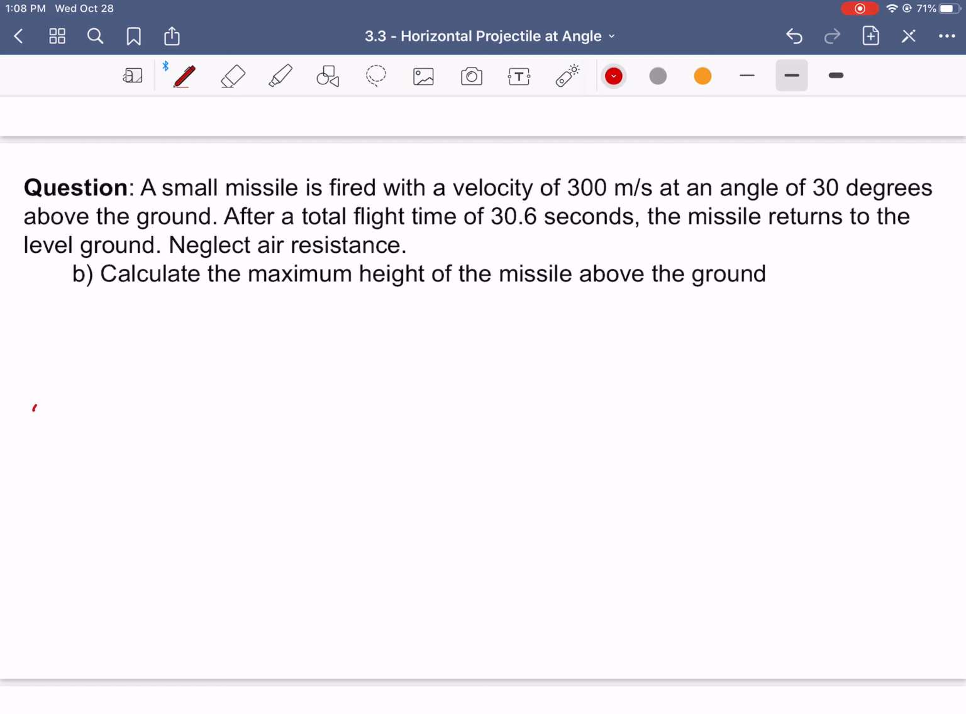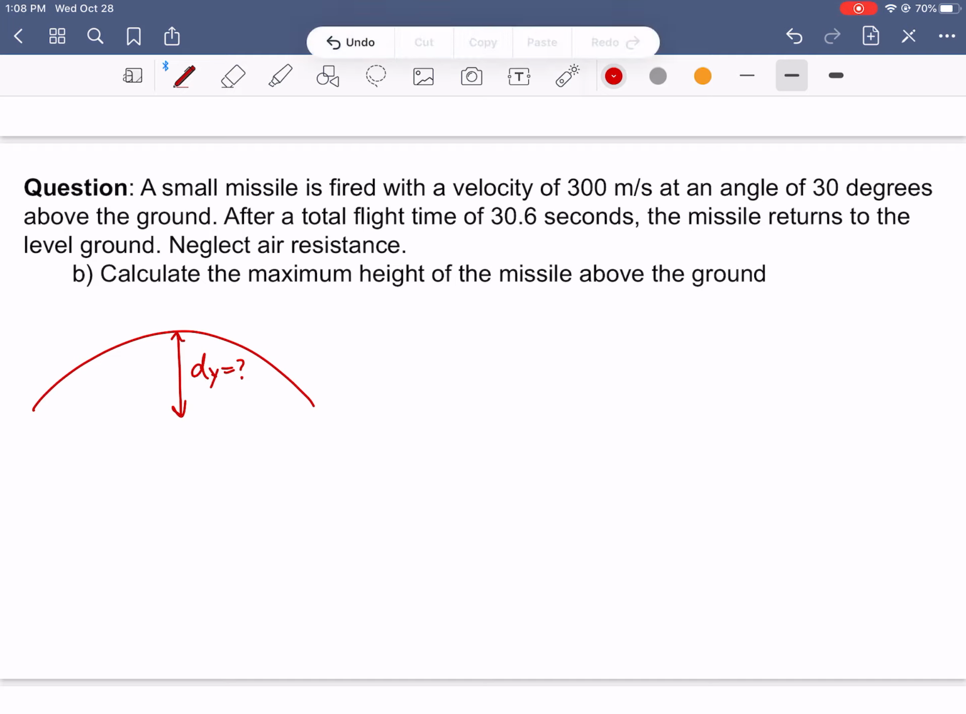So maximum height after you fire it is going to be right in the center, halfway in the air. Okay, so we want to calculate distance. That's vertical, so that's going to be y. That's what we're looking for. All right, so I'm just going to write down everything that we know about the y component.